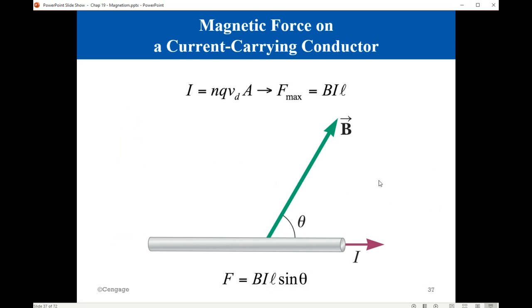So you need to apply the right-hand rule. You assign the four fingers to the direction of motion as usual, which is the direction of I. You curl the four fingers toward B. The thumb of your right hand, in this case, will point out of the screen. That would be the direction of the magnetic force on this wire.